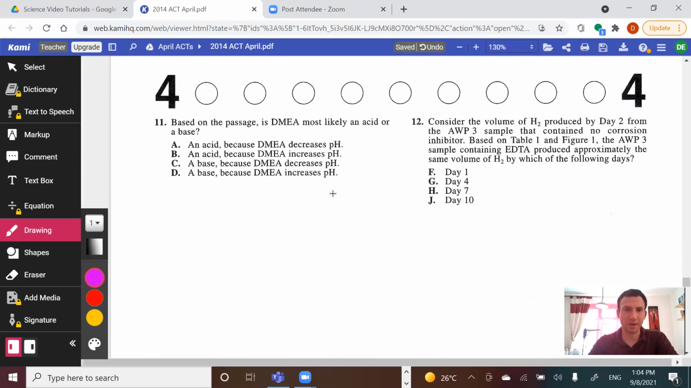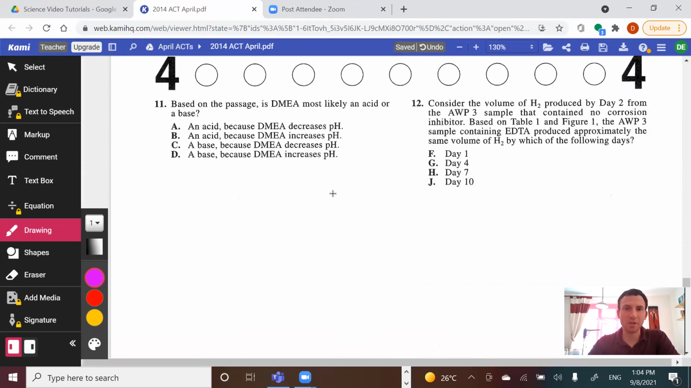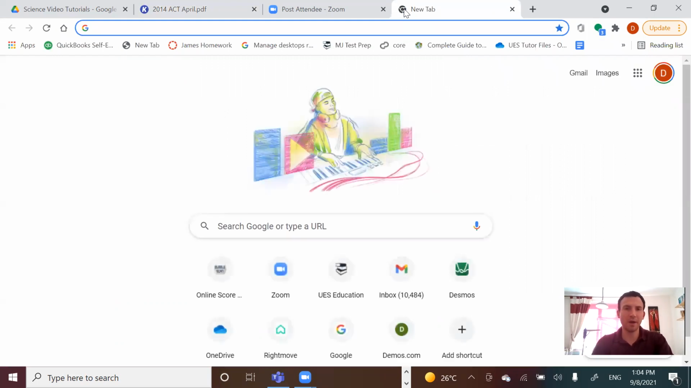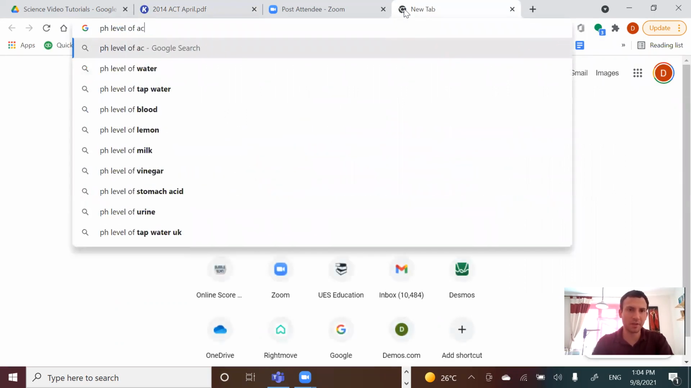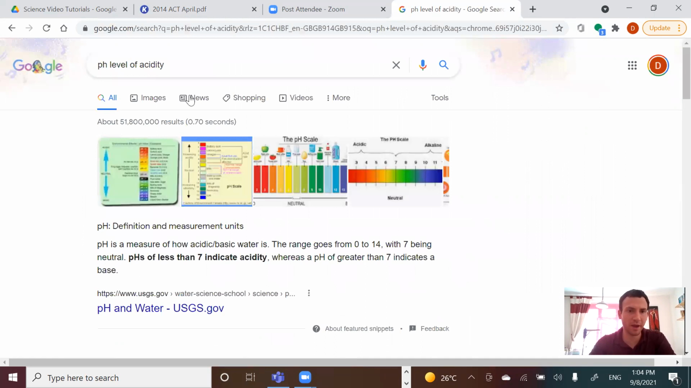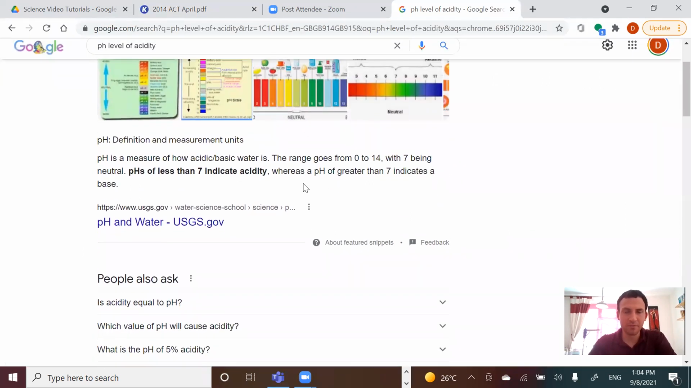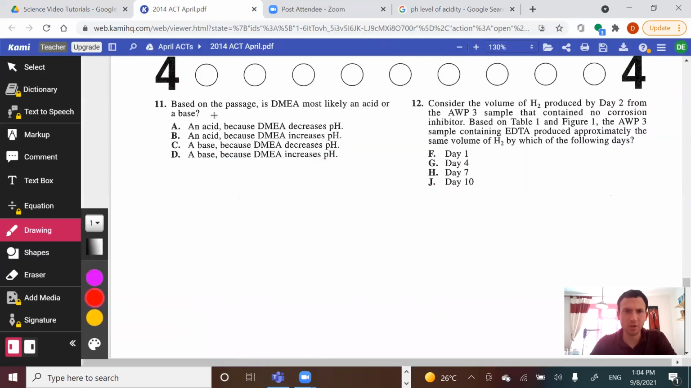Okay, let's look at 11. Based on the passage, is DMEA most likely an acid or a base? So this just requires a little bit of background knowledge. You can easily Google this, but pH level of acidity is something you want to know anyway. So 7 is neutral, and anything below 7 is acidic. So based on the passage, is DMEA most likely an acid or a base?